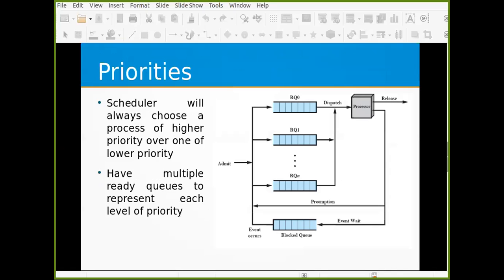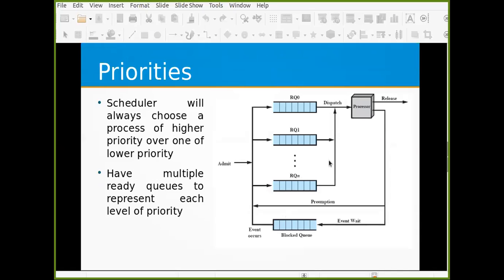So let us discuss a little bit about priorities. Though you understand priorities, the scheduler will always choose a process of higher priority over one of lower priority. So this is the case. You can see that we have multiple ready queues to represent each level of priority. You can do this.